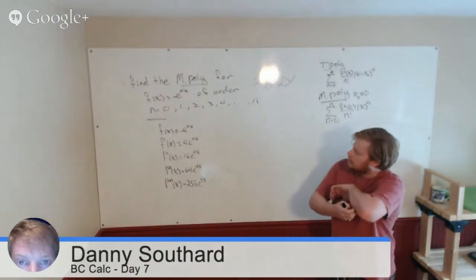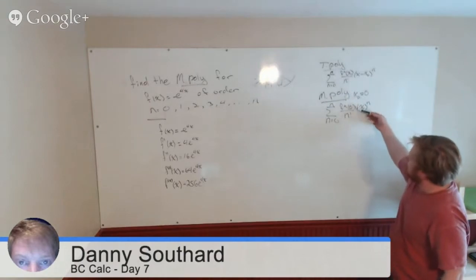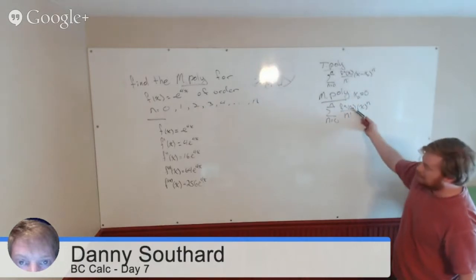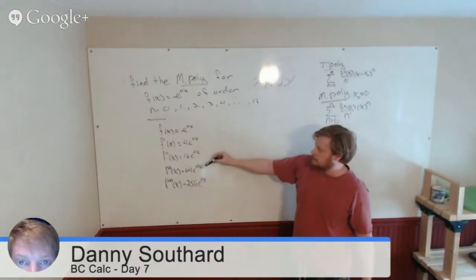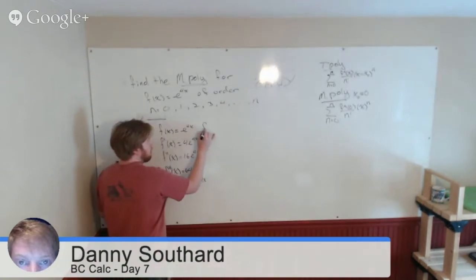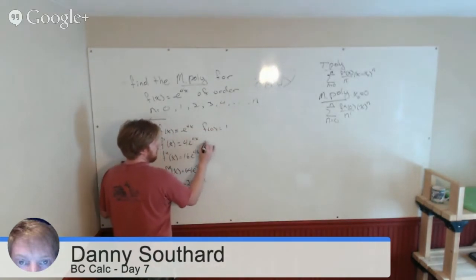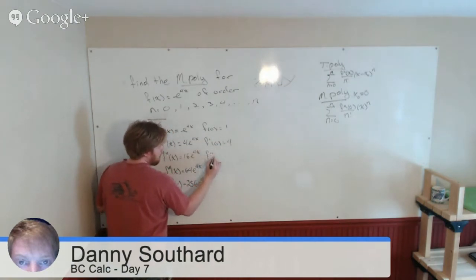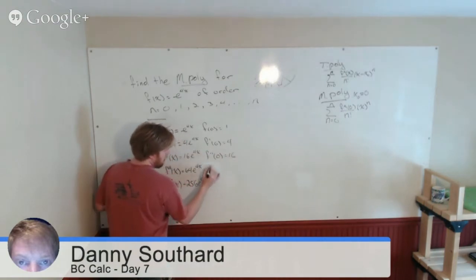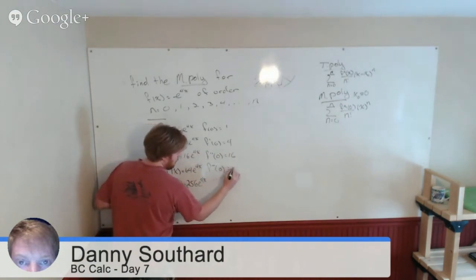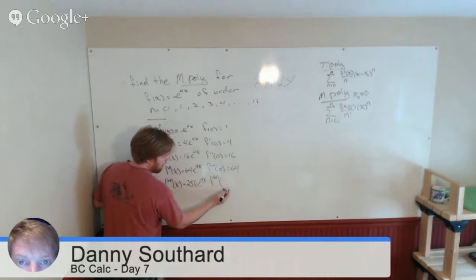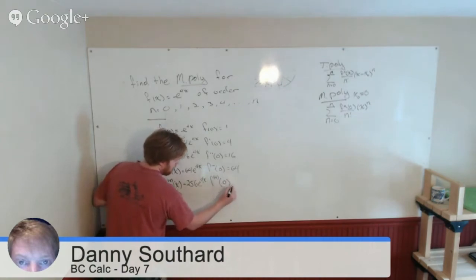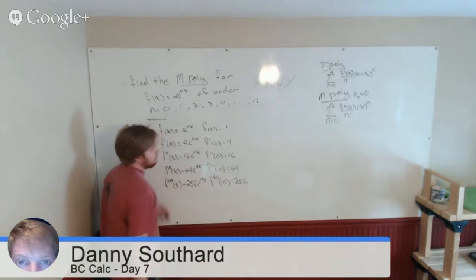All right. So for the Maclaurin polynomial, for these various derivatives, I want to be plugging in 0. Well, e to the 0 is always 1. So f of 0 is 1. f prime of 0 is 4. f double prime of 0 is 16. f triple prime of 0 is 64. And the fourth derivative of f of 0 is 256.